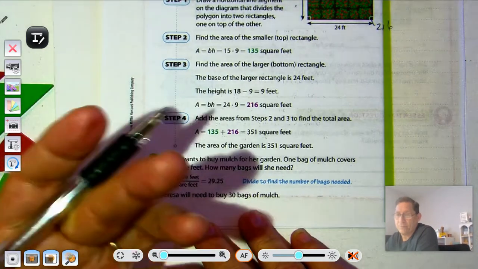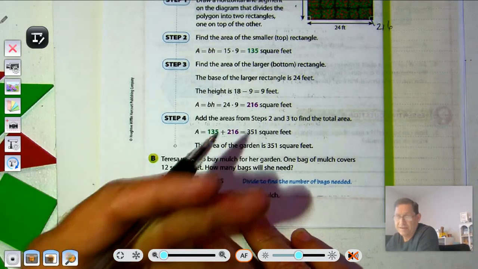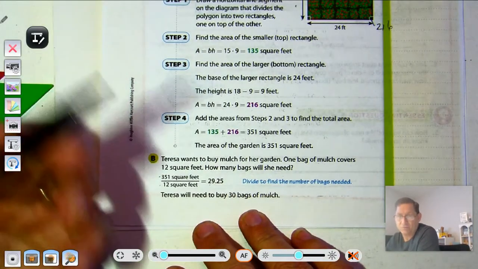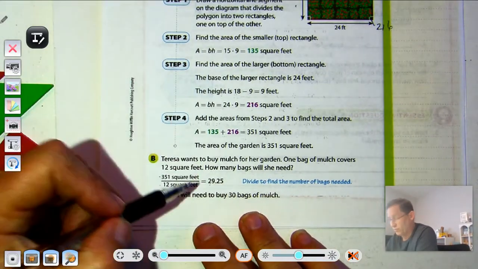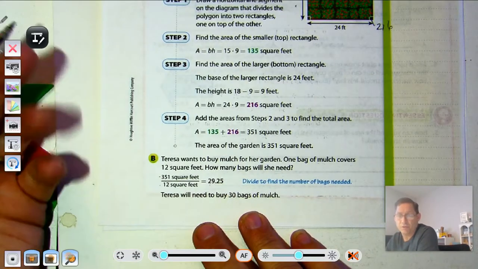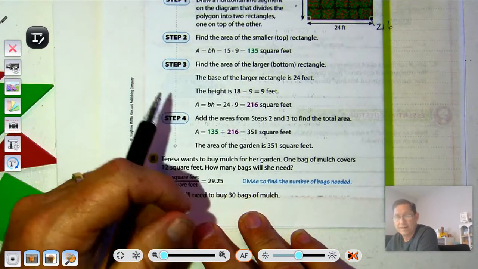Well, you're not going to buy a fourth bag of mulch. So you just have to add a full bag. So 29 plus 1, 30. Okay, if you only buy 29 bags, you're going to come up short. So we want to go ahead and buy an extra bag.